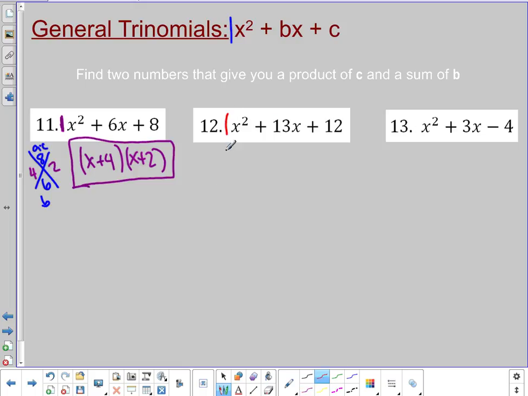So 1 in front means I want a product of 12 and a sum of 13. Well, that has to be 12 and 1. 12 times 1 is 12, 12 plus 1 is 13. So again, since there's a 1 in front, x plus 12, x plus 1.